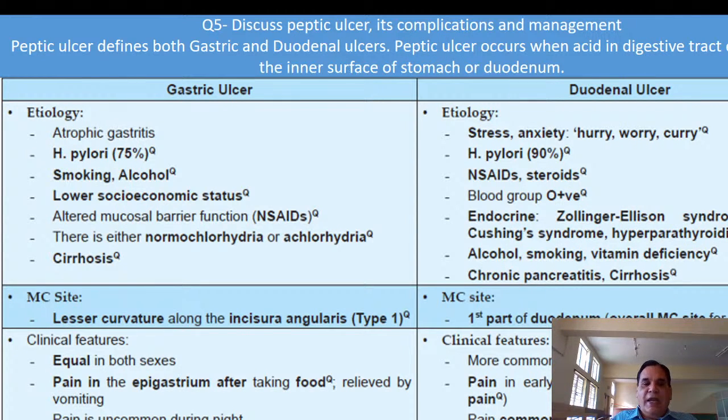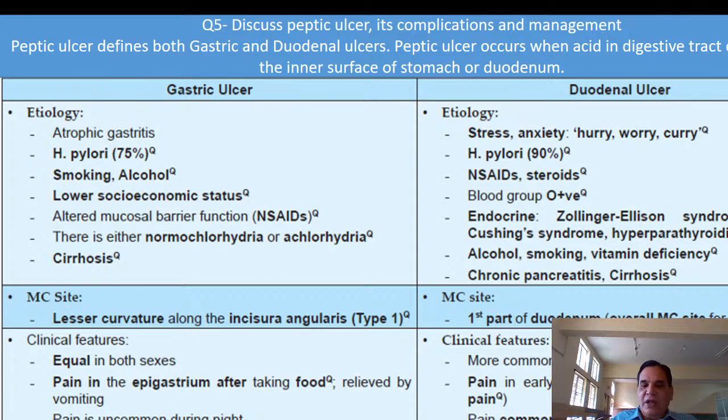Gastric ulcer, the commonest etiology is atrophic gastritis. H. pylori 75%. Nowadays H. pylori is everywhere. Smoking, alcohol, altered mucosal barrier, and gastric ulcer is more common in low socioeconomic strata. In this case, the reason is not excessive acid, because these patients have hypochlorhydria or normochlorhydria. It is more common in cirrhotic patients. Okay, you are getting it. The causes are smoking, alcohol and low economic status.